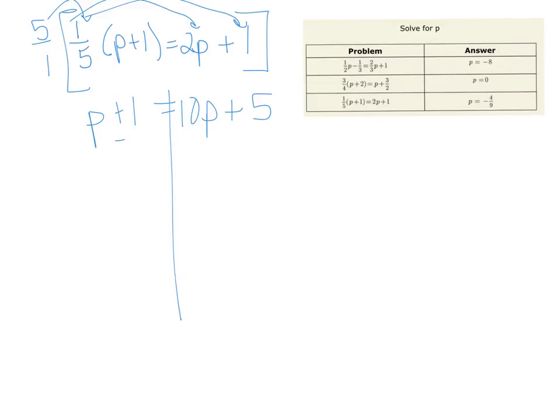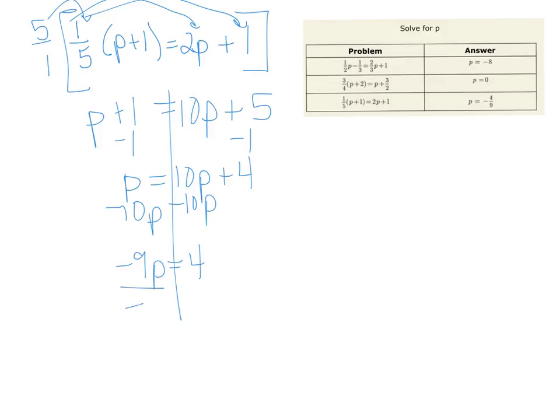Now I'm going to combine like terms. So I'm going to subtract 1 from both sides. P equals 10p plus 4. Subtract 10p from both sides. I have a negative 9p equals 4. Divide by a negative 9. We'll see that p equals a negative 4/9.